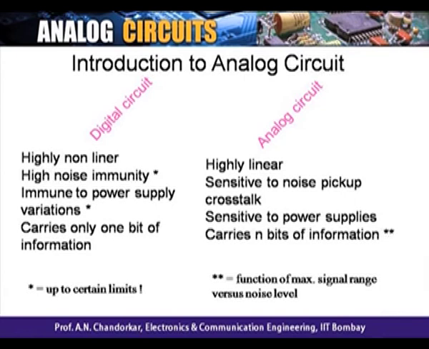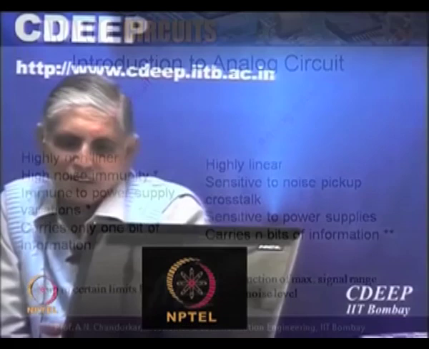Compare it with linear analog circuits, which are highly linear and extremely sensitive to noise. If that signal has some more noise, it will transfer immediately to the output. Any variation in power supply means the bias point will vary, so one side may become non-linear, one side may become linear. So it is very sensitive to power supply value. And it carries n bits of information, in the sense that it's analog, so n bits of information go in one go. That's why it's very good essentially. Okay. One more figure will come.